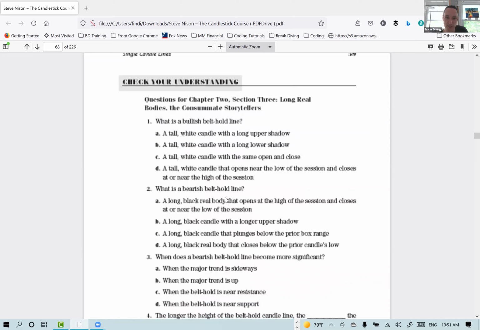So what is a bearish belt hold line? Well, we know what that is. I'll just go with A. A long bar that opens at the high of the session and closes at or near the low of the session.